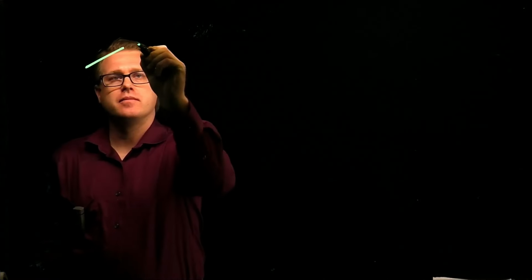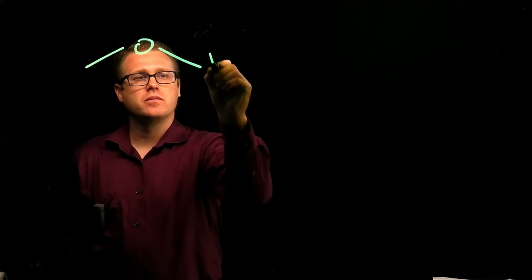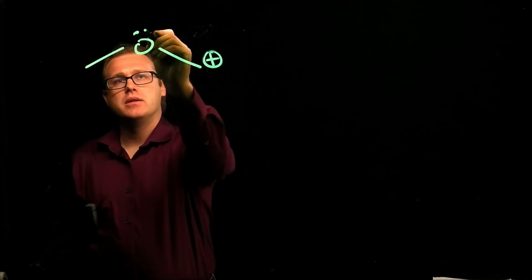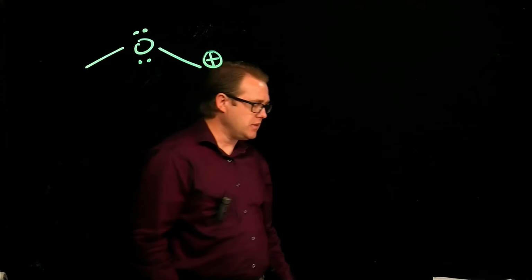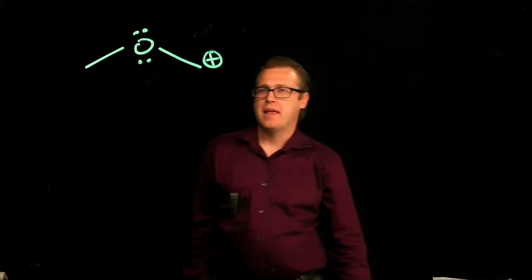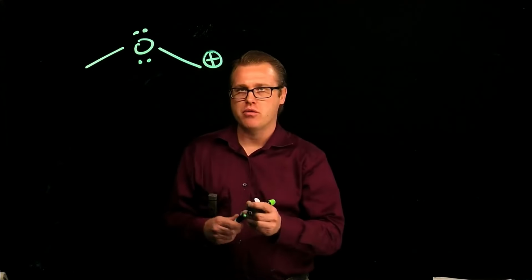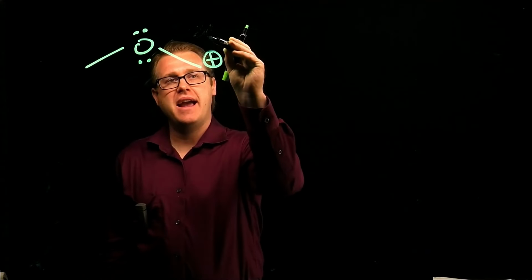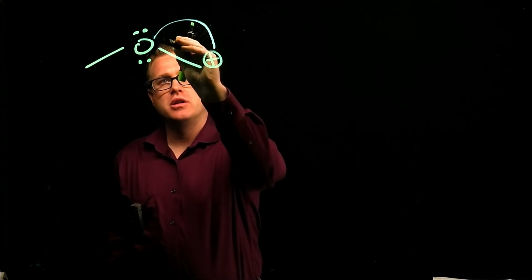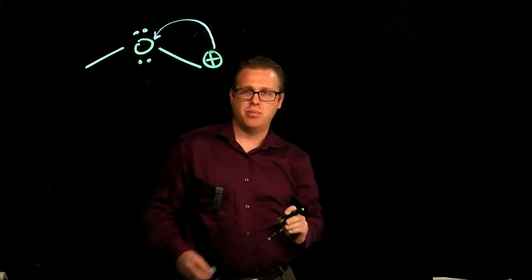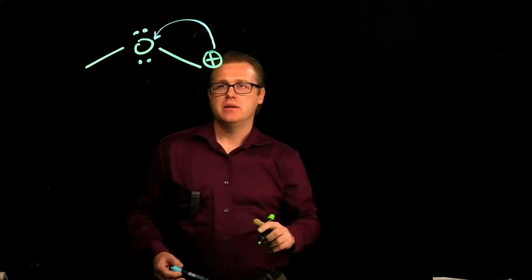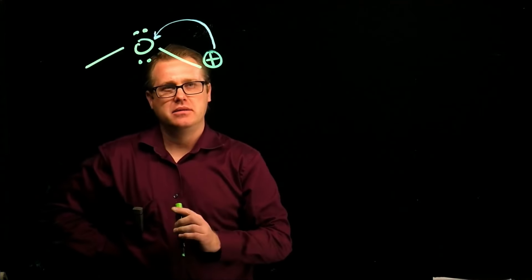Let me show you some tips of what not to do with resonance structures. The first one is this. Never ever draw the tail of the arrow starting with the positive charge. Now, why is this so bad?